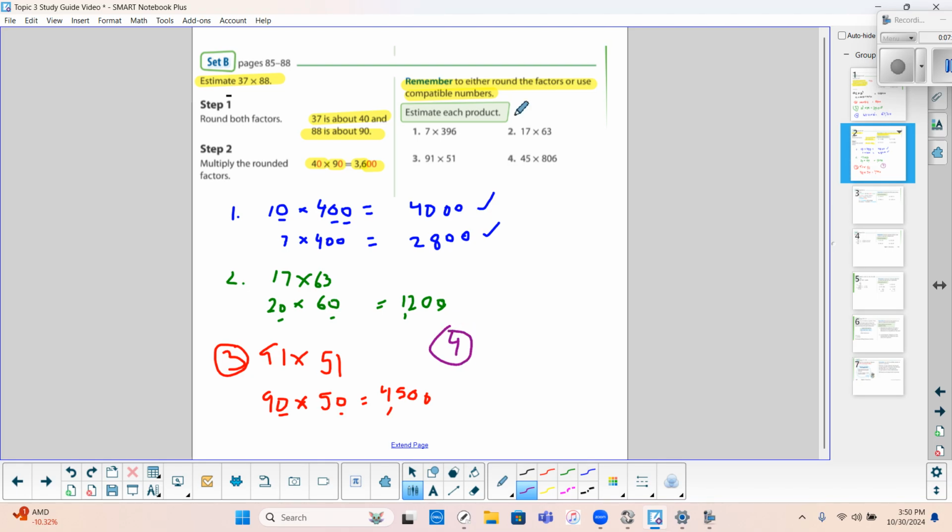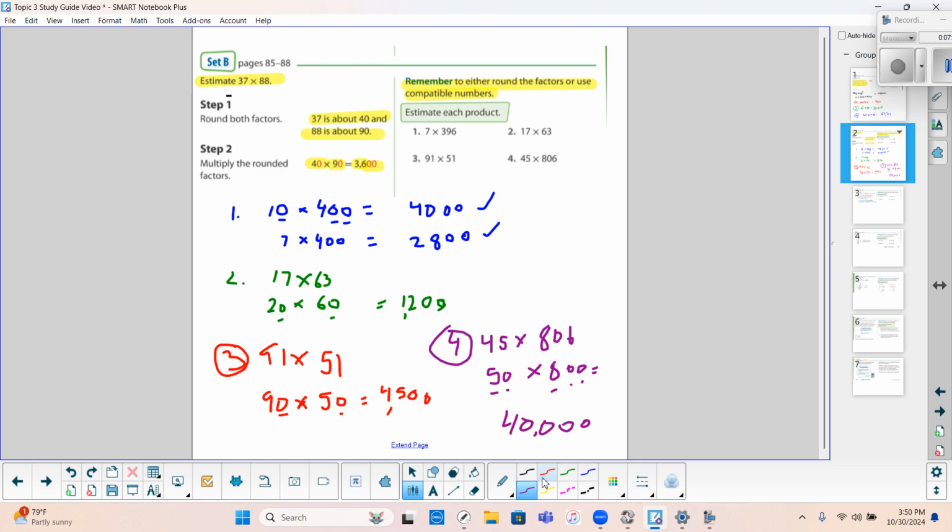So for number 4, we have 45 times 806. Right? So to estimate this product, 45, I would round that to 50. Nice, easy number to work with. 806, I would round that to 800. So what does that get us? Well, 5 times 8 is 40. With 1, 2, 3 zeros behind that, that estimate would be 40,000.